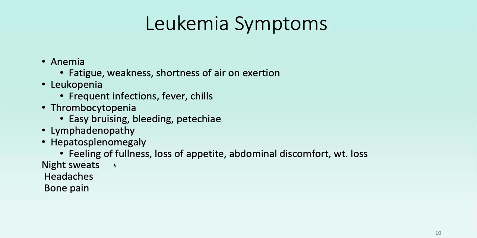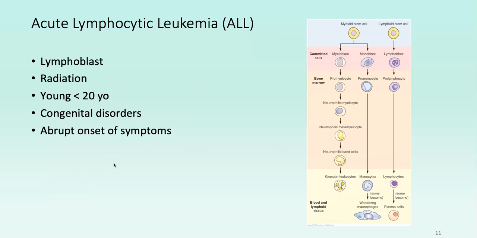So we're going to go through each of the leukemias, and when we talk about clinical manifestations of leukemia, they're kind of a common core group that we've talked about here. And if there is anything specific to that type of leukemia, I'll mention it with that leukemia. The first leukemia we're going to talk about is acute lymphocytic leukemia, ALL.